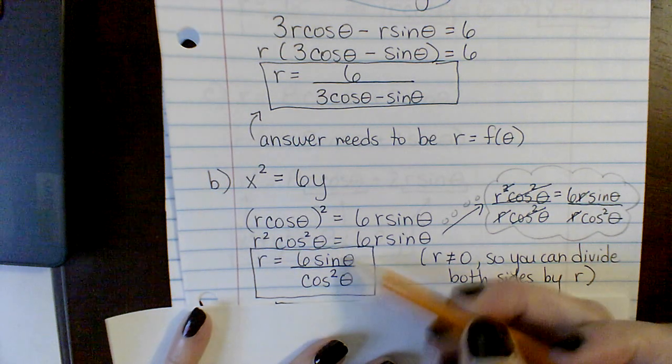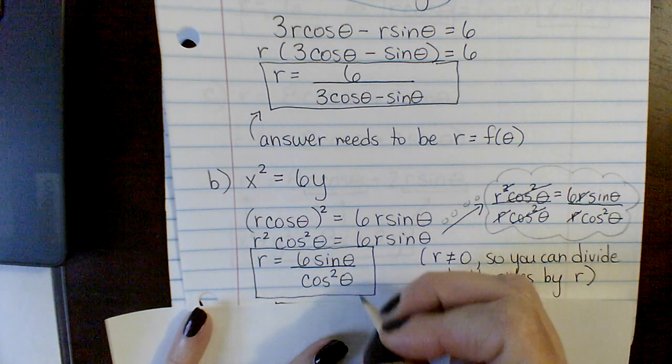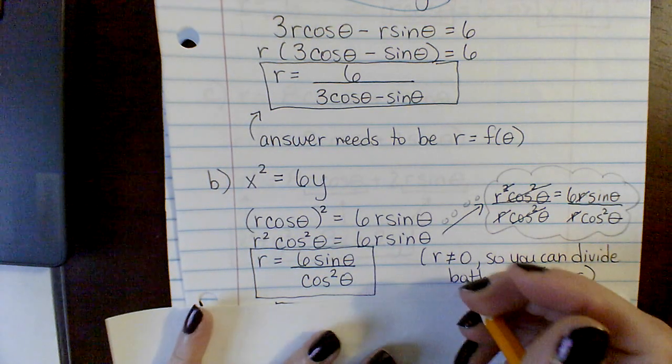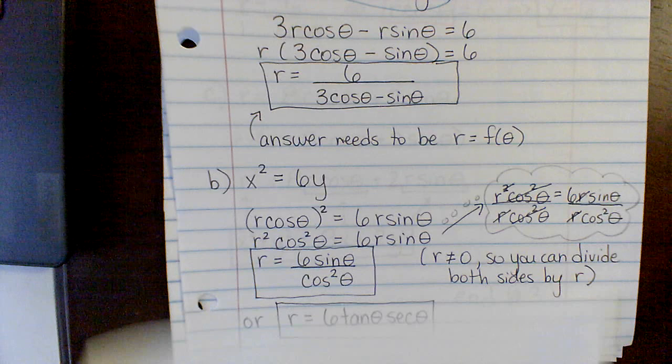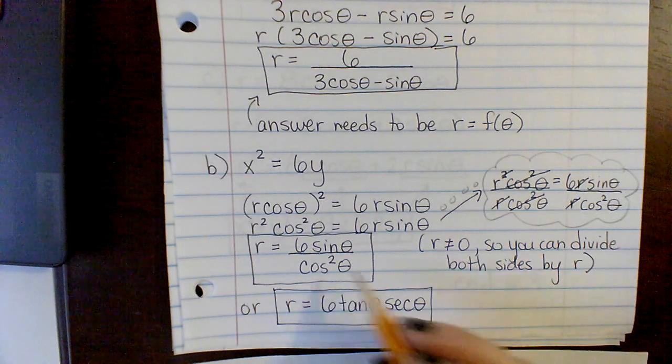And if you wanted to be super sassy about it, you could say, ooh, sine over cosine is tangent, and then 1 over cosine is secant. You can certainly write it that way, but you don't have to. Either one of those is just as good.